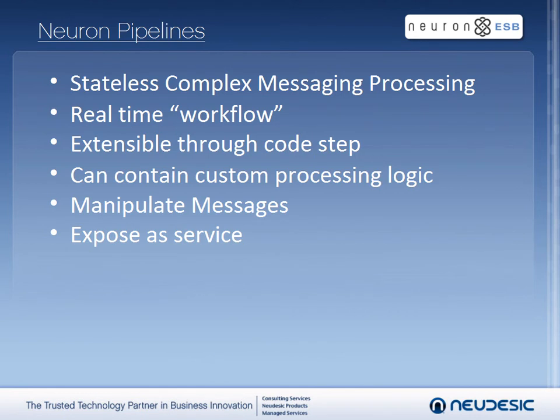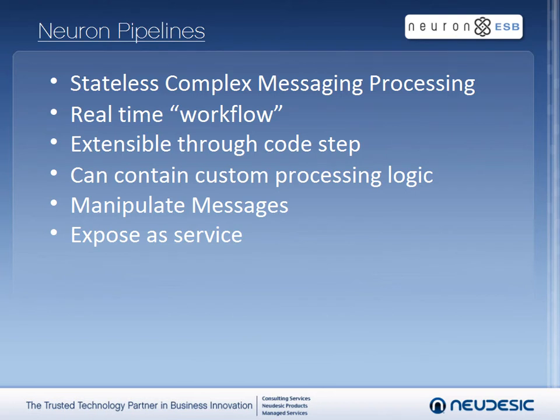Next on our list, we wanted to walk through Neuron Pipelines. Now, pipelines within Neuron are incredibly extensible. You can use these for business logic, anything you need to do real time, manipulating the message, any kind of complex message processing. But you can do quite a bit more. Besides our functional steps, there's also a code step. You can change the message. You can also send metadata through the system and use that for processing.